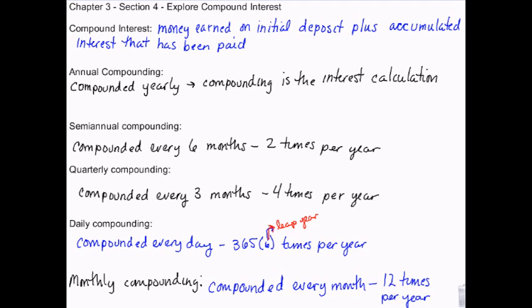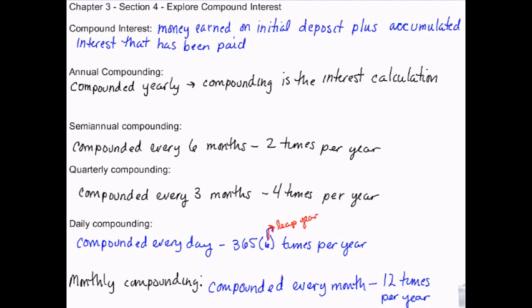And then there's different periods of time when they do these calculations. There's annual compounding, and that's when they calculate annually at the end of the year, or if they decide their day that they do it is in June, whatever day that is, every year on that day, they do the calculations. There's semi-annual, which is every 6 months, so twice a year. Quarterly is every 3 months, so 4 times a year. And then you have daily, which is every day, 365 or 366, depending on if it's a leap year. And then monthly is every month, so that happens 12 times a year.